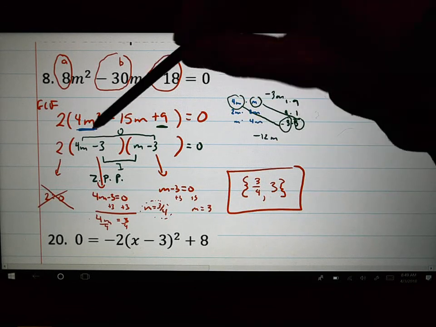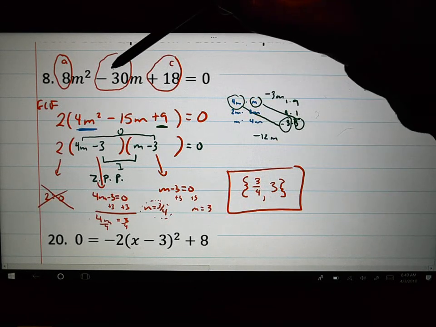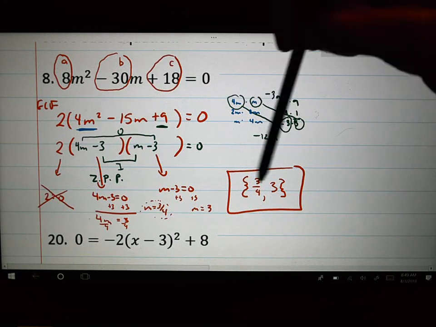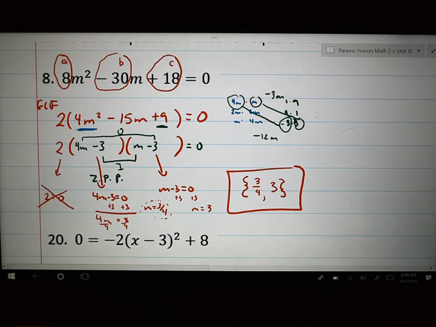Don't forget what we did. We checked the b value. We factored. We used the zero product property, and we wrote our solutions from least to greatest in a solution set bracket. That means in these curly braces.